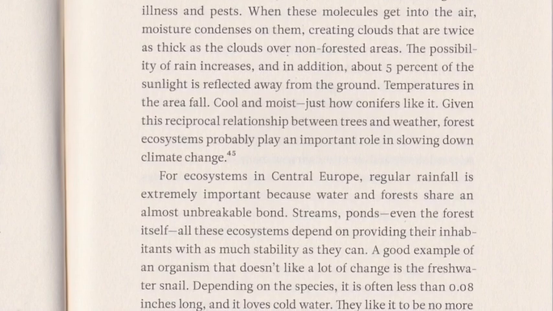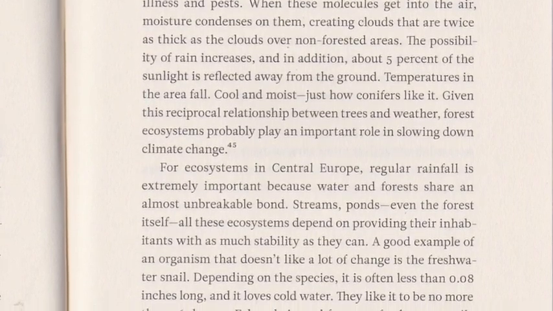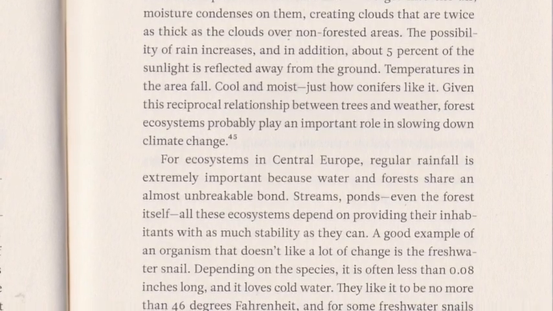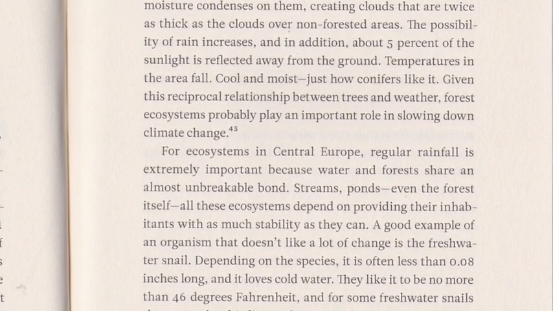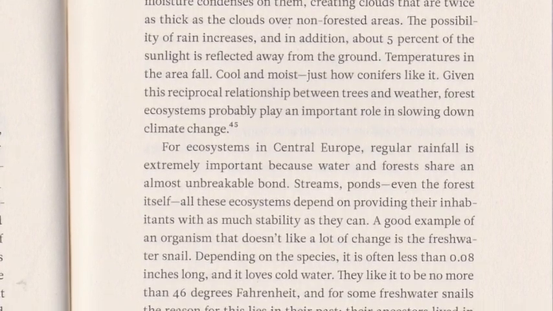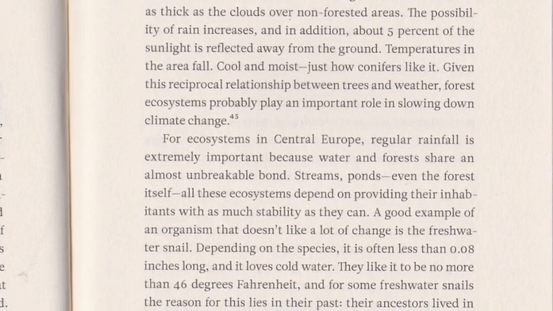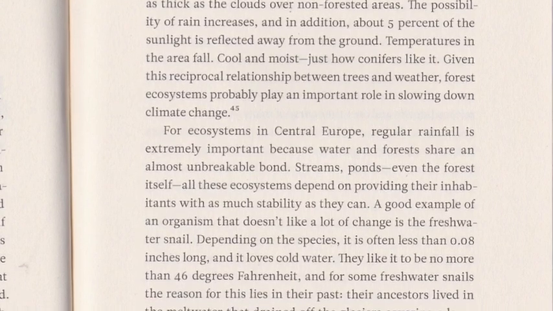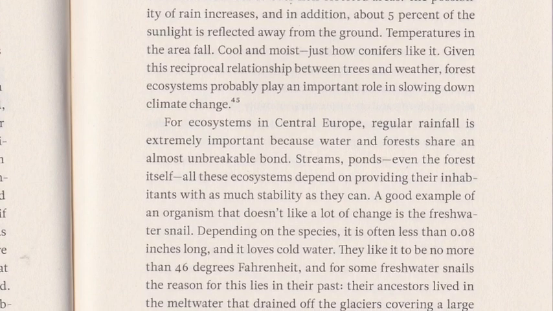Streams, ponds, even the forest itself, all these ecosystems depend on providing their inhabitants with as much stability as they can. A good example of an organism that doesn't like a lot of change is the freshwater snail. Depending on the species, it is often less than 0.08 inches long, and it loves cold water.